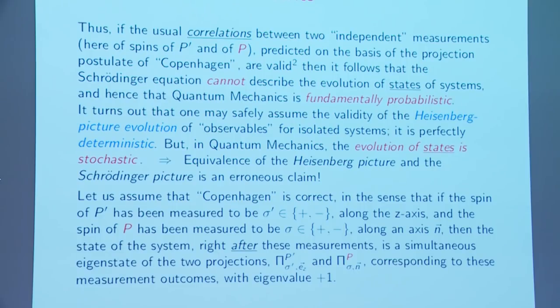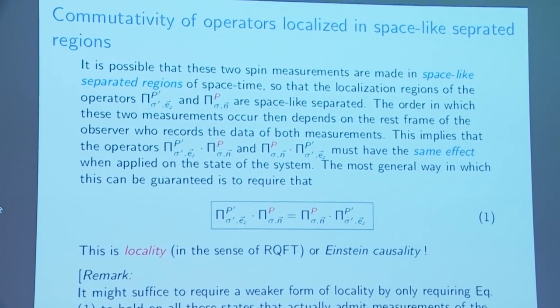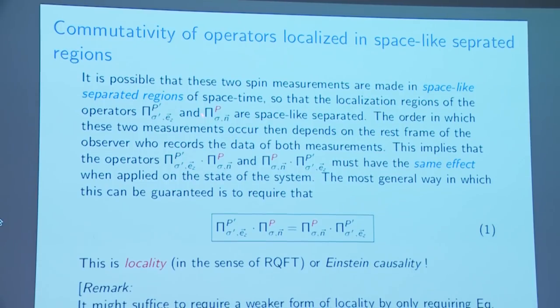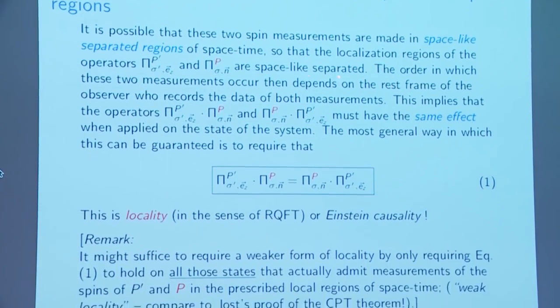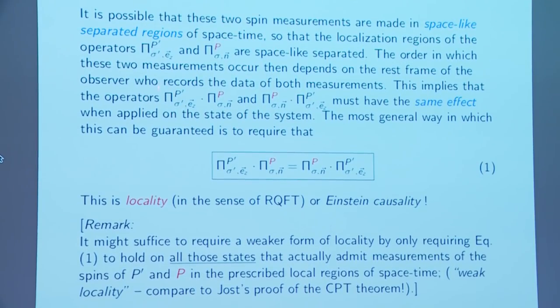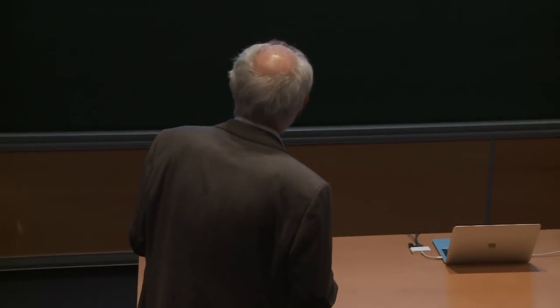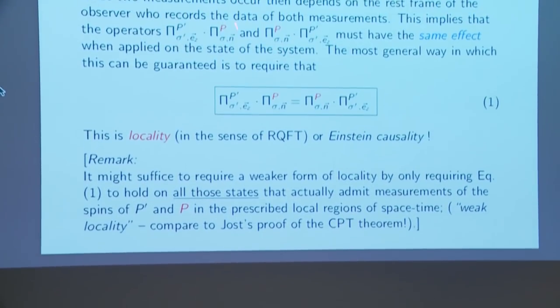All right, so now it is possible that these two spin measurements are made in space-like separated regions of space-time, so that the localization regions of these two projections are space-like separated. The order in which the two measurements then occur depends, of course, on the rest frame of the observer who records the data of both measurements. But in order for the prediction of the correlations to be unambiguous, it cannot matter whether you first apply pi P and then pi P prime, or in the other way.